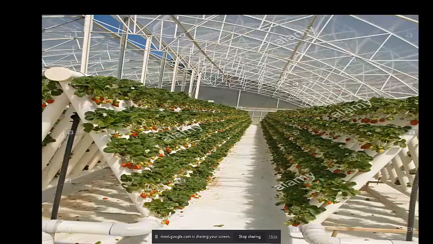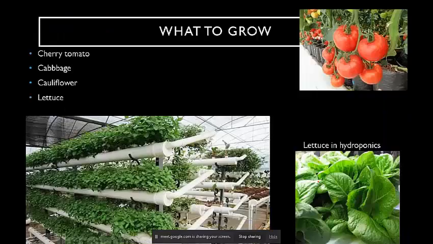Okay. So this is sent by some of my friends. Their farm is there in Gurgaon, so they are using such kind of system. You can see strawberry farming is there. You can see the cherry tomato. You can adopt lettuce. You can grow the cabbage. So you can use such kind of pipe system.